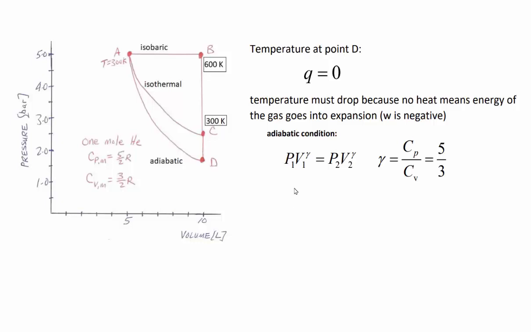Now use this adiabatic condition to solve for the temperature at point D. You'll need to solve first for the pressure, P2, and then you can apply the ideal gas law to get the temperature at point D. Pause the video, see if you can do that, and derive what the temperature would be at point D.